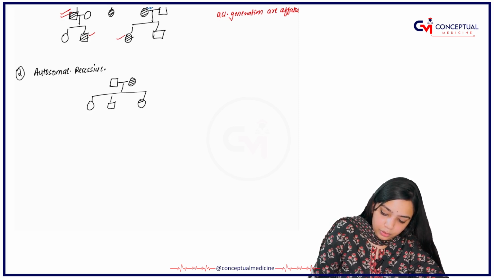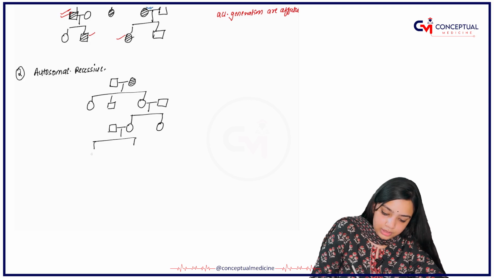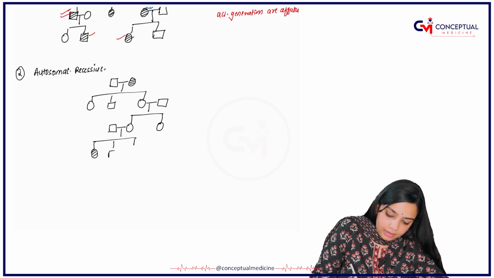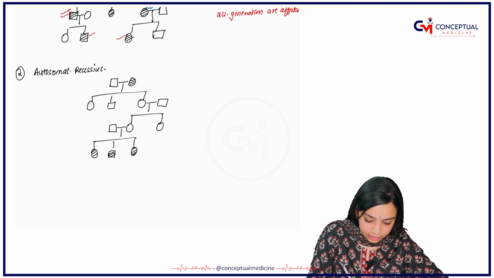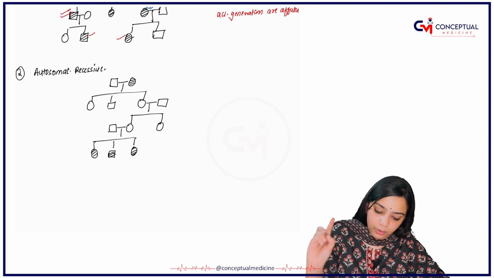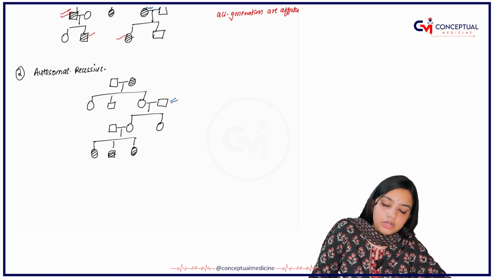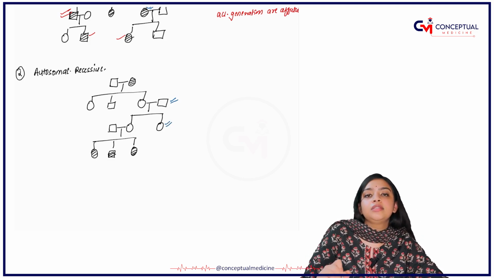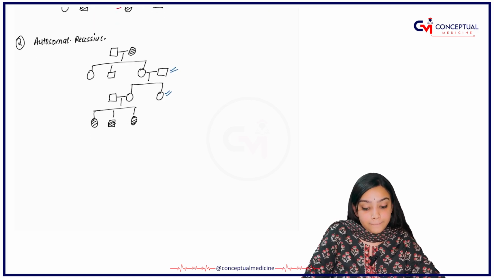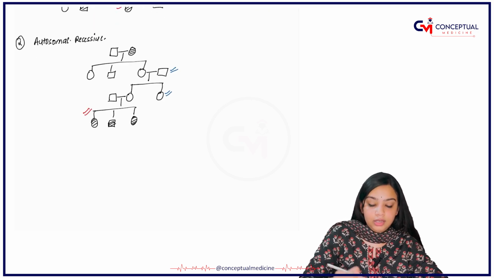You will be able to appreciate, see, this is the offspring they had. Then they had their marriage, they had their healthy offsprings. Now they had their marriage. What is happening? They had an affected offspring. You are able to appreciate one thing. In the first generation, is there anyone who is affected? No. In the second generation, is there anyone who is affected? No. But in the third generation, there is an effect.